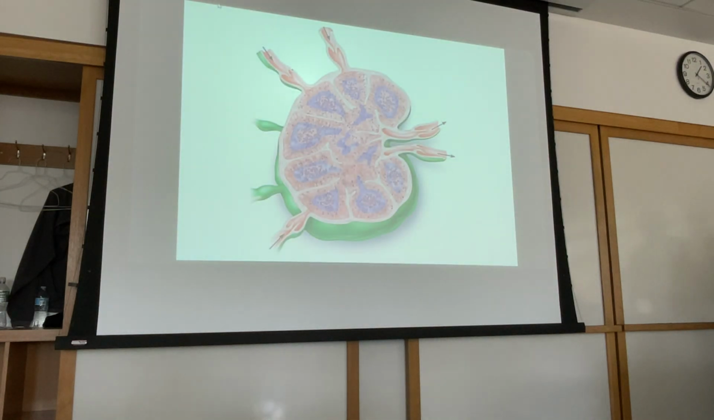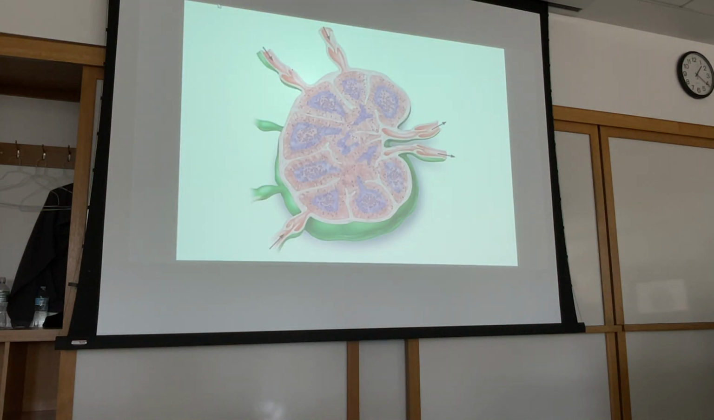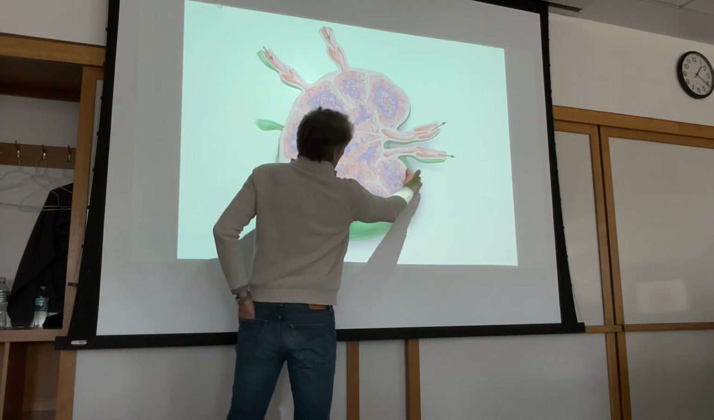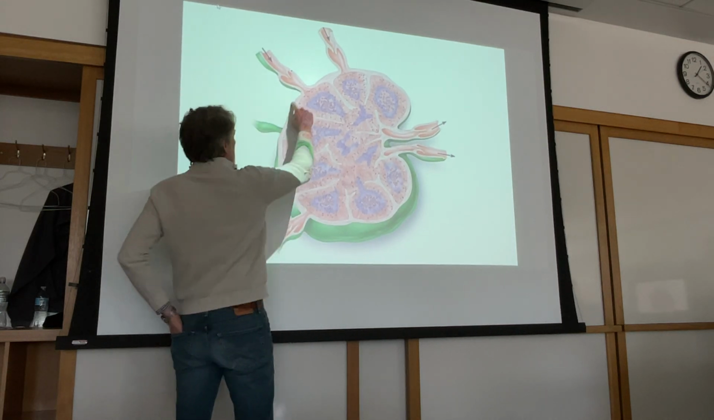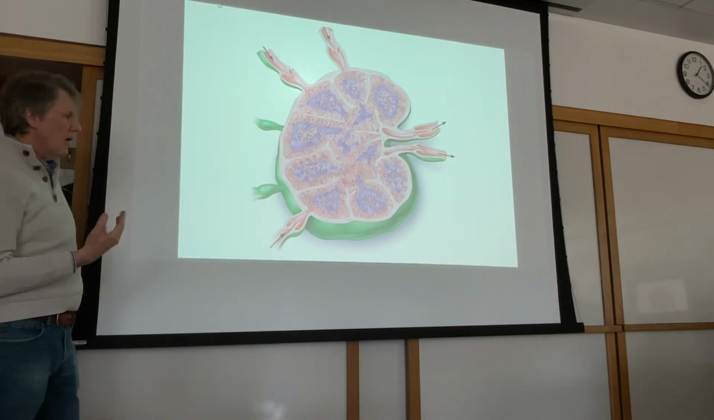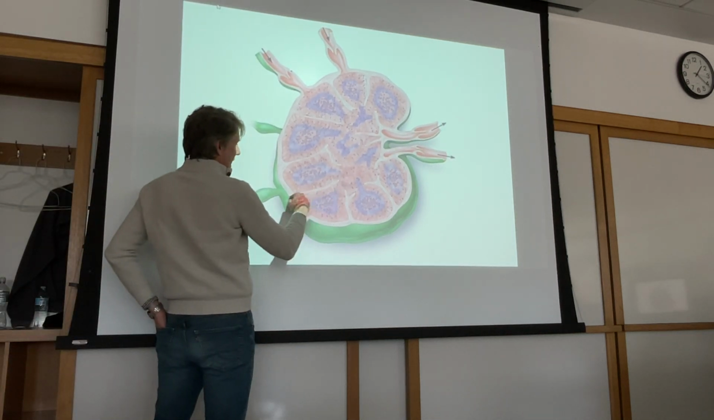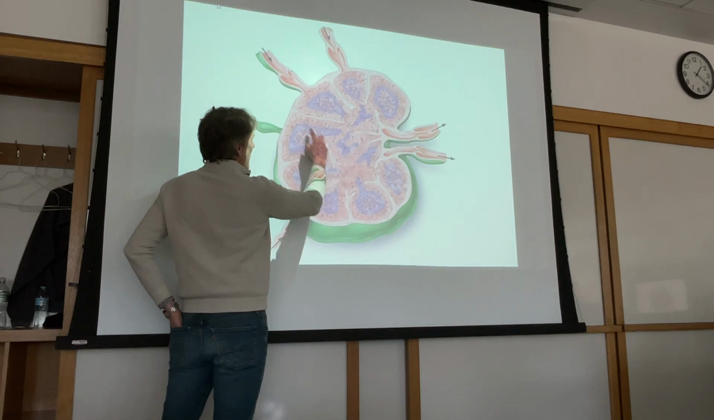So here's a picture of a lymph node. Surrounding the entire lymph node on the outside, that would be the capsule. Connected to the capsule and helping to organize the lymph node are these little branches called trabeculae. They're just there as little dividers to divide it.